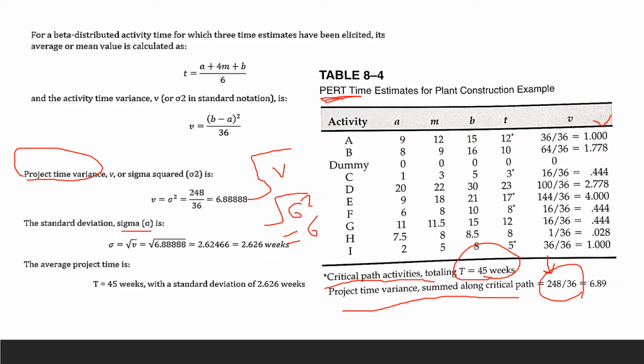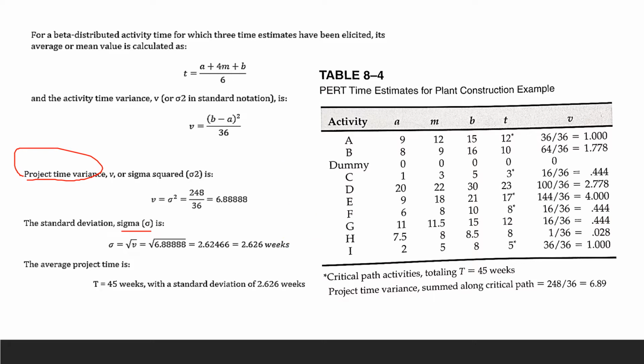So when you take a look at it, let's go over there. I'm going to erase this on the board. Now you can see right here 6.88, and you take the square root of it and you get 2.62466, and then you round it to 4 significant figures. You're going to get 2.626 weeks. So the average project time, total, is 45 weeks. That's your average project time right here.